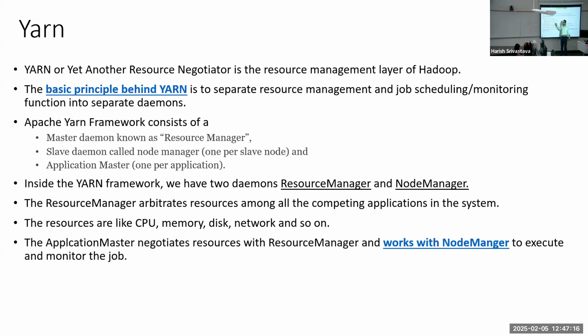Application master is one per application. So you can have multiple application masters running over a Hadoop ecosystem. I can have maybe 10 application masters, each having 10 jobs to do. They can run on different data nodes. Any question with this?